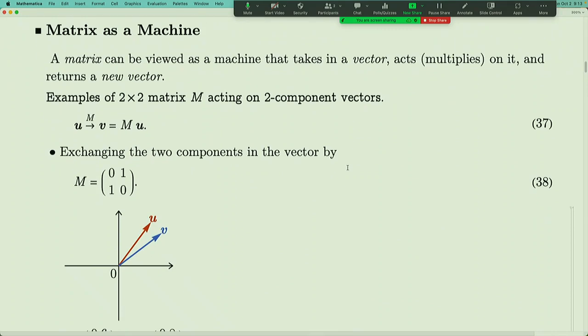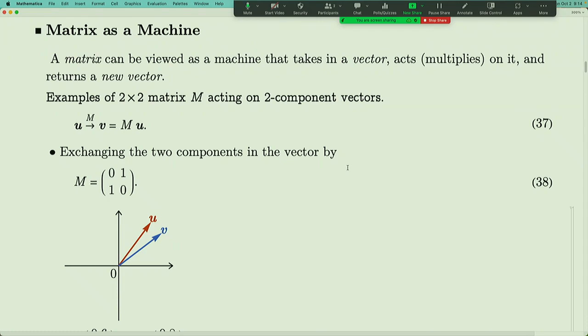Okay, so now let's look at a matrix when it acts on a vector. I'm saying that a matrix is like a machine, meaning a matrix can be viewed as a machine that takes a vector and acts on it, meaning it multiplies on it and returns a new vector, which is what we just learned as matrix-vector multiplication.